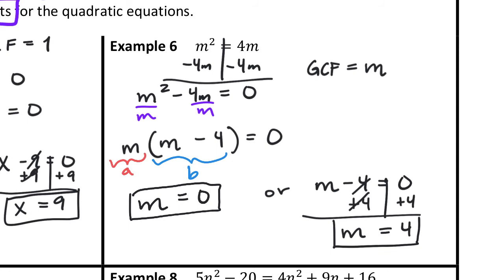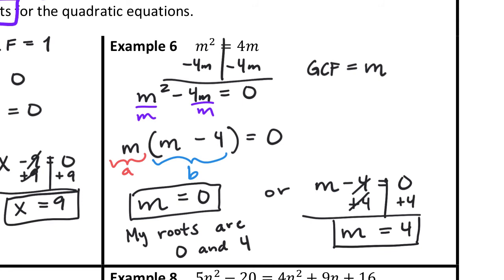Okay. And just as a reminder, you can also call these answers roots. So I can write a sentence and say, my roots are 0 and 4. So the two answers that I got, you can call them solutions, you can call them roots, you can call them zeros.